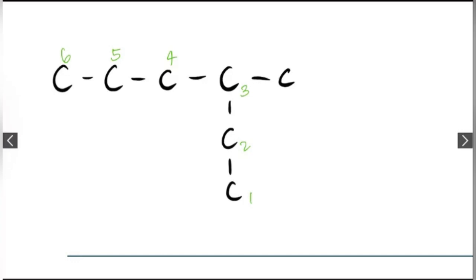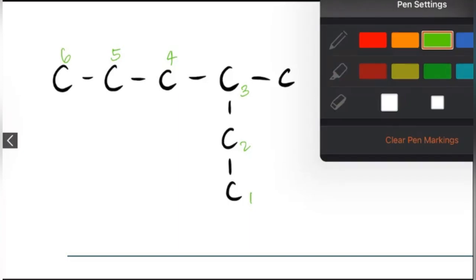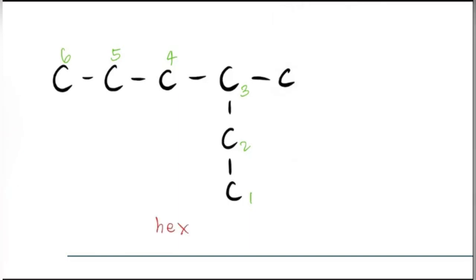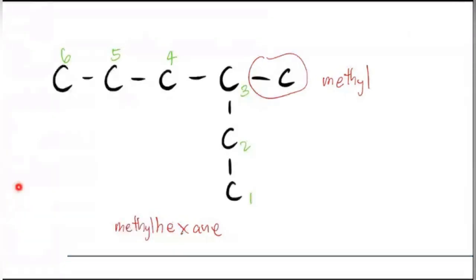The name of the parent chain, or the longest chain, is what? That will be hexane. That's the name of the longest chain. Now, what's the name of the methyl group? We have this as our alkyl group, which is methyl. The name of our alkyl group is methyl. So methyl hexane is one word. That will be the name of the structure. Then the location of the alkyl group is at what carbon? So you look at the numbers. It is located at carbon 3.